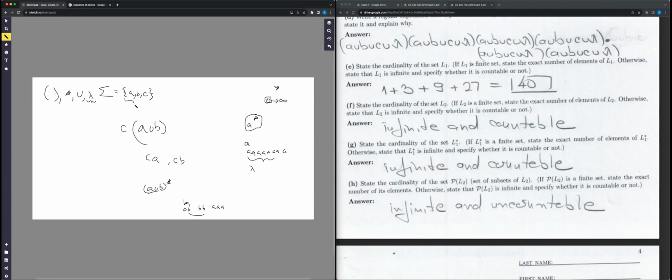And if my alphabet is ABC, then (A or B or C) star represents any string possible in our language. This represents every possible string given our alphabet.